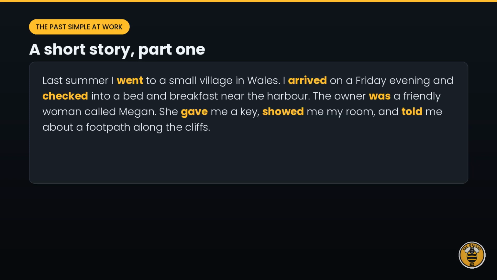Let us see the tense at work in a short story. Remember, this story is invented for the lesson. Last summer, I went to a small village in Wales. I arrived on a Friday evening and checked into a bed and breakfast near the harbour. The owner was a friendly woman called Megan. She gave me a key, showed me my room, and told me about a footpath along the cliffs.